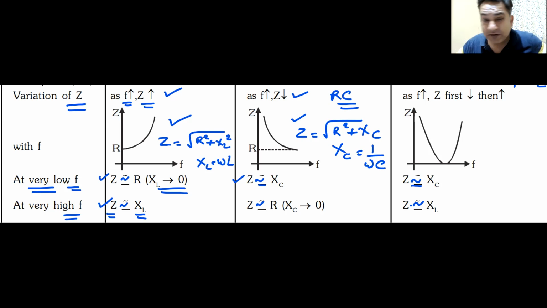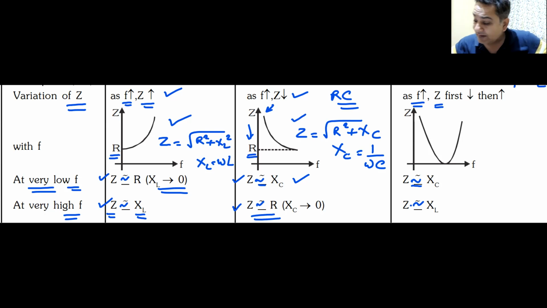At very low frequencies, R remains the same, but XC becomes very high, and therefore the value of Z becomes approximately equal to XC. But at very high frequencies, XC becomes very low, R remains the same, and therefore the impedance becomes equal to R. So at high frequencies, Z is equal to R.